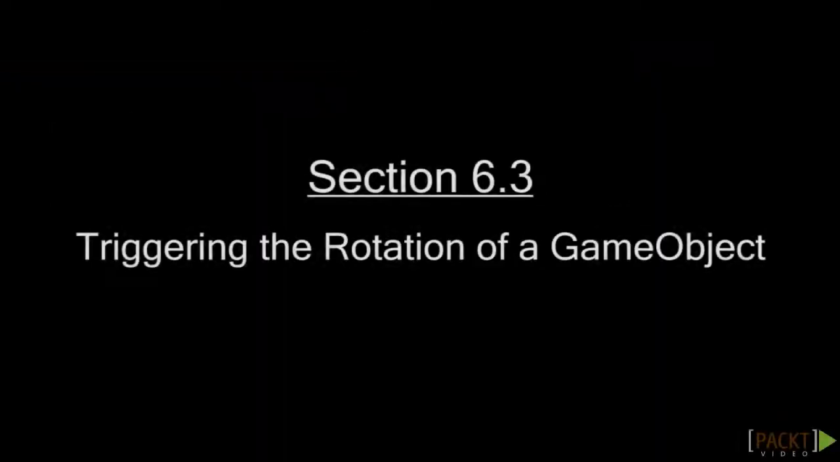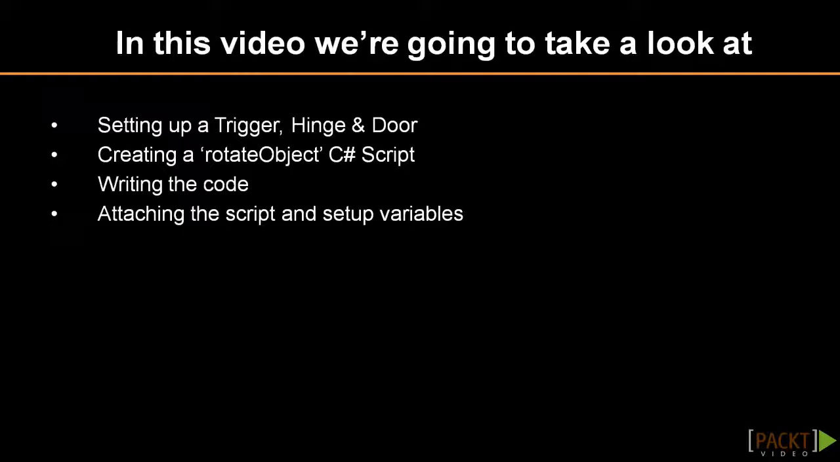This is the third video of section 6 on scripting. In this video, we create a simple script that rotates a door when our player gets close enough. We will show a simple rotating door setup with a hinge and a trigger. Then we write code that reacts at the right moment to turn our door. Finally, we attach a script to the correct objects.